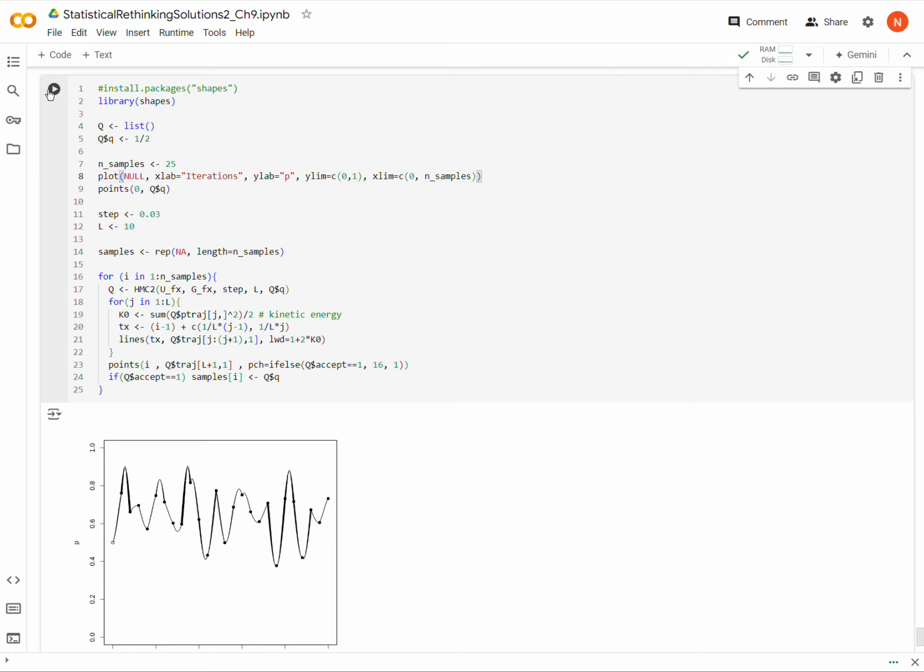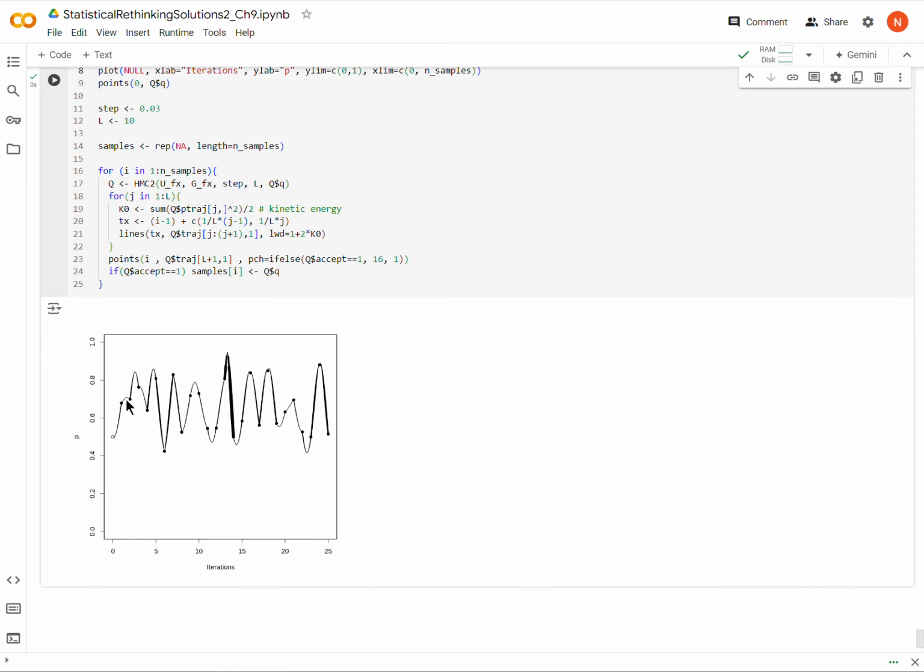But we can run this and we get our sample path. So p is the parameter that's being estimated at each iteration as we go along here. Okay, so that is it for this one.